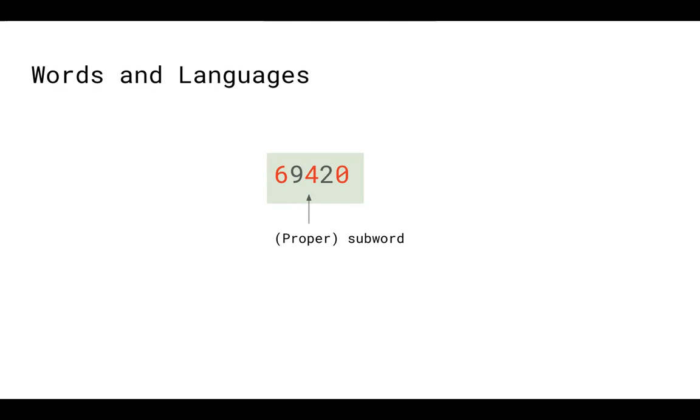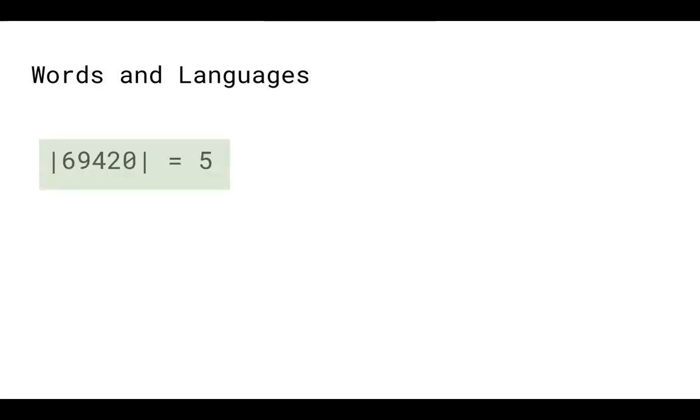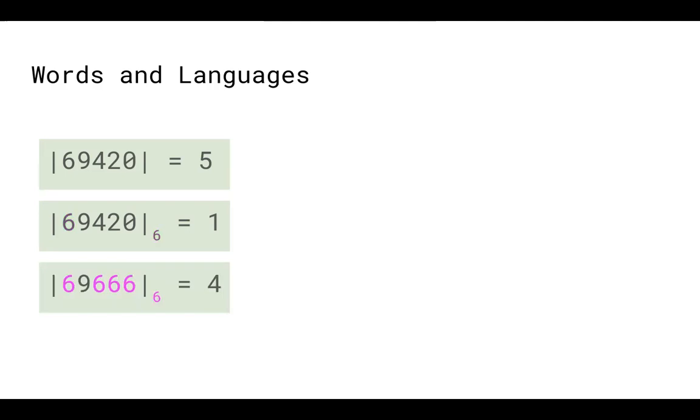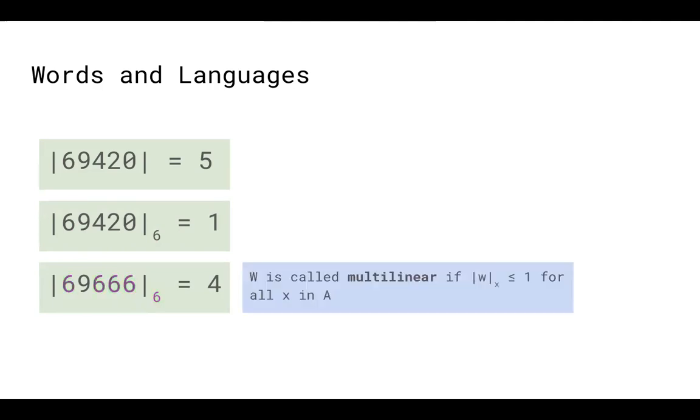Anyway, if it's not the entire word, it's a proper subword. We can measure the length of a word, which is namely just the number of symbols in it. And we denote this with absolute value. So 69420 is 5 symbols. If we do a subscript with a symbol, that means we're counting the number of instances of that symbol in the word. So the subscript with 6 is going to give 1. And in this example, I've added more 6s to this number, and now it has 4 6s. And that is the meaning of that notation.